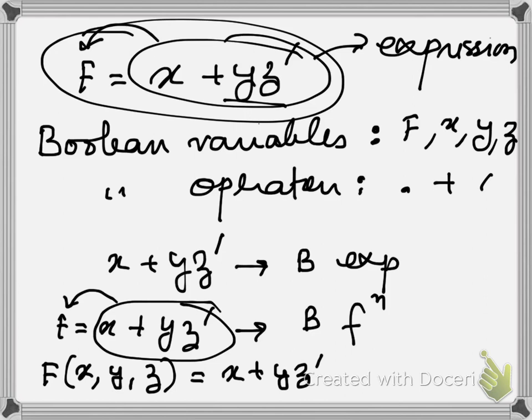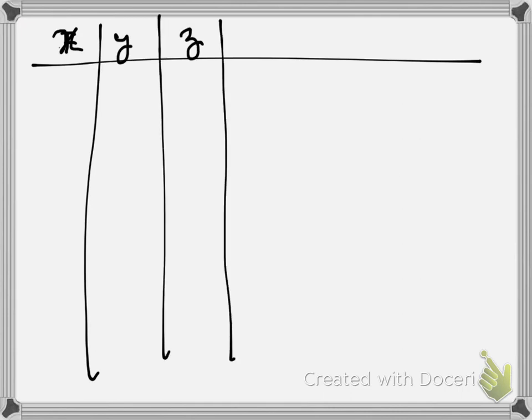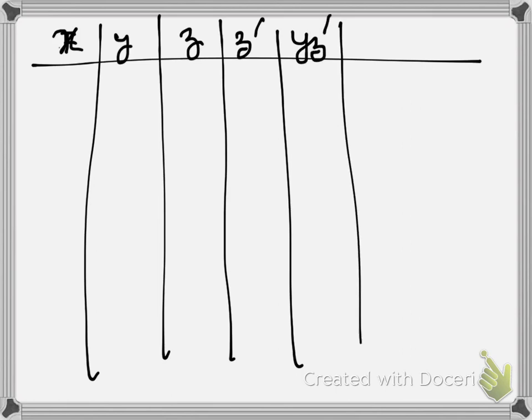Okay, so we can write it in the form of a truth table. F, okay, three variables x, y, z. Then I have z dash. All right. Then I have yz dash. Then I have x plus yz dash. So this is our f.